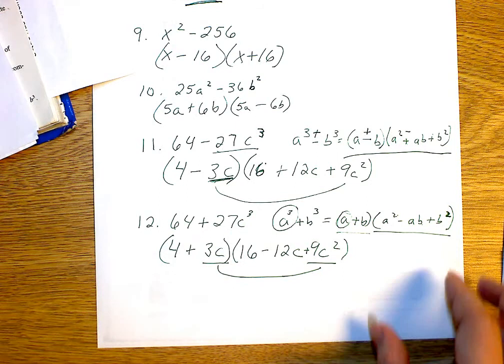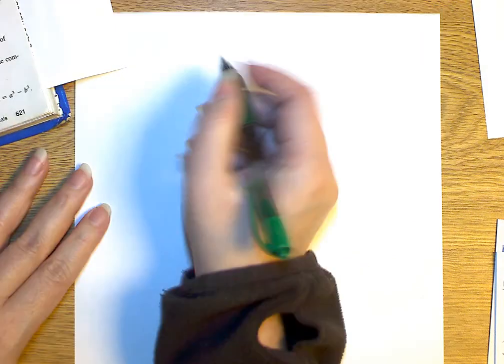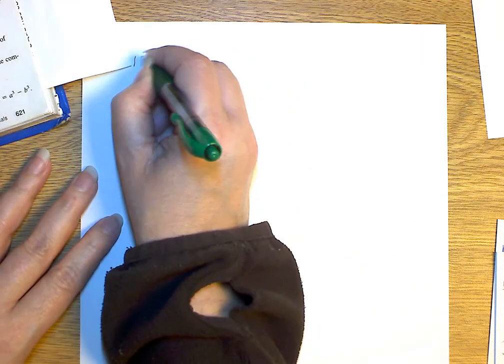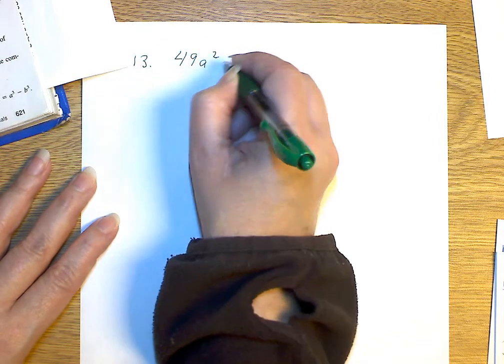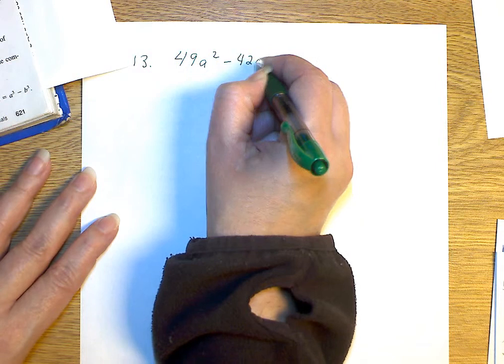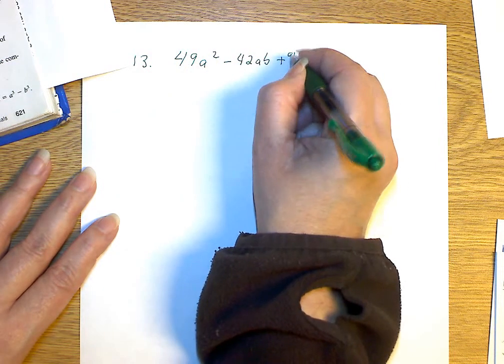All right. Number 13: 49a squared minus 42ab plus 9b squared.